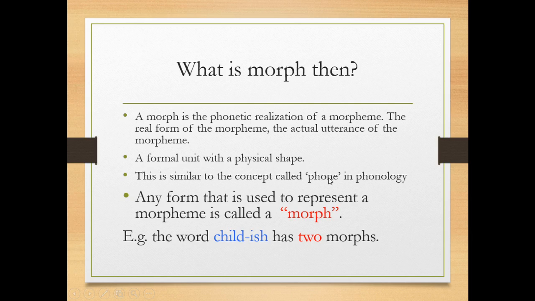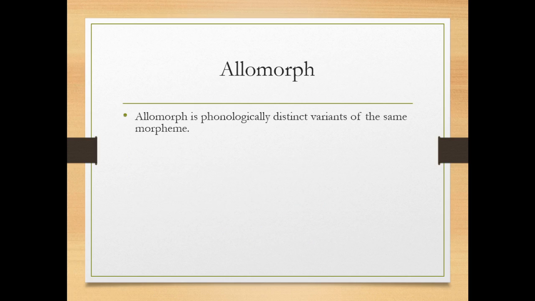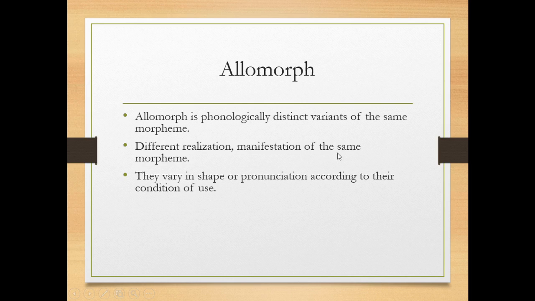This is similar to the concept of phone and phoneme, because phone is the actual realization of a phoneme and morph is the actual realization of a morpheme. Any form that is used to represent a morpheme is called morph. The word childish has two morphs. Now what is allomorph? Allomorph is a phonologically distinct variant of the same morpheme. Different realization, manifestation of the same morpheme is called allomorph.